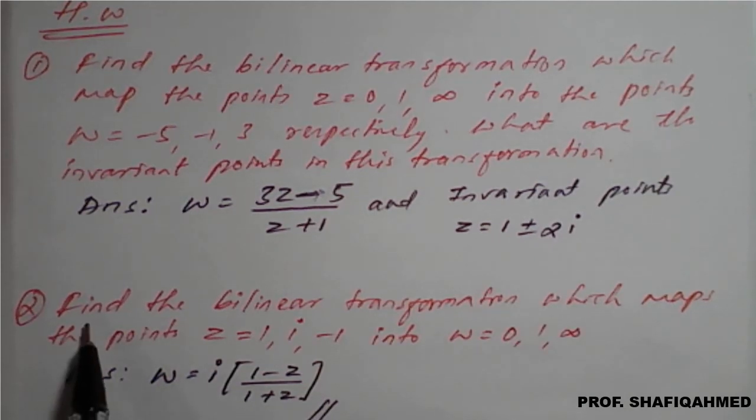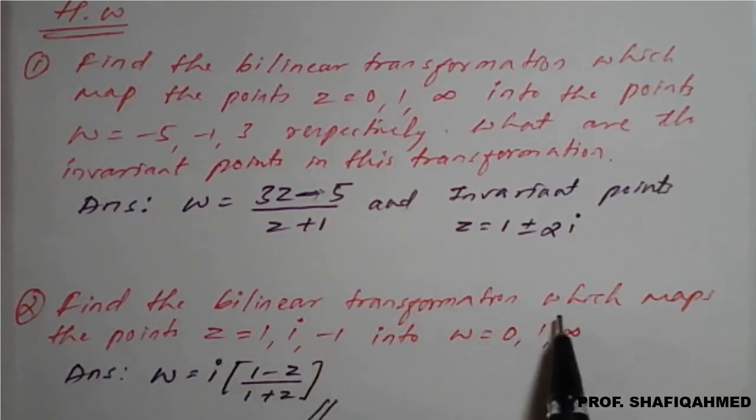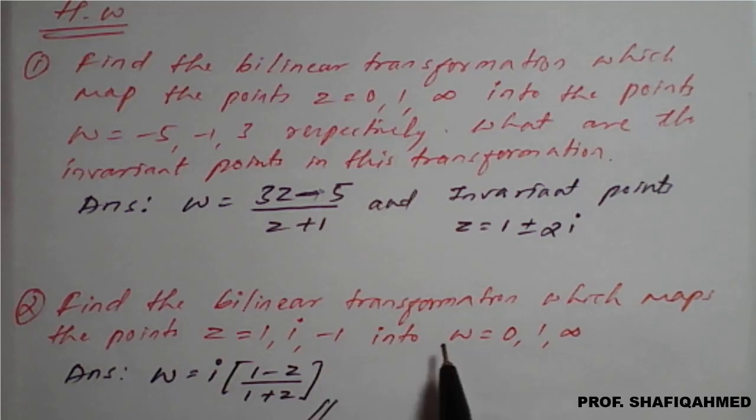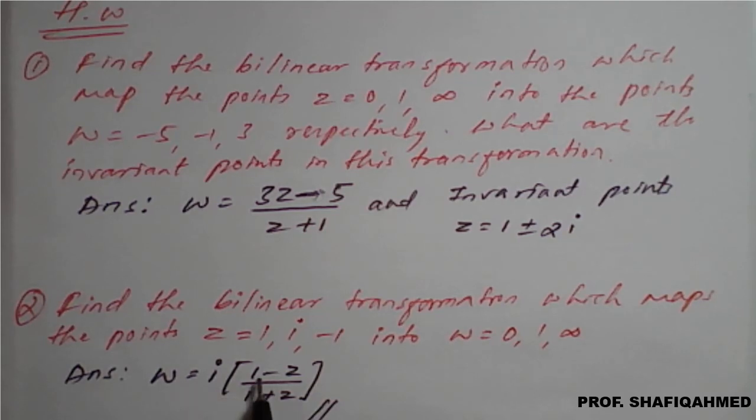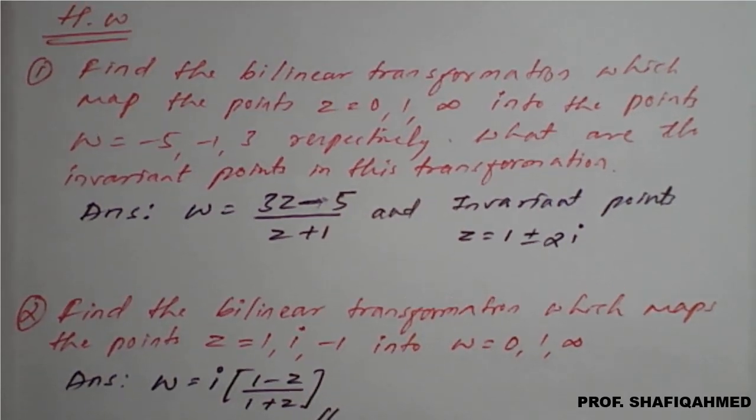Please check. The second question is to find the bilinear transformation which maps the points z is equal to 1, i, minus 1 into w is equal to 0, 1, infinity, and the required bilinear transformation I have given here, w is equal to i times (1 minus z) divided by (1 plus z). So these are the two questions here. You work out and make yourself perfect at getting the bilinear transformation as well as finding its invariant points, or one more name is fixed points.